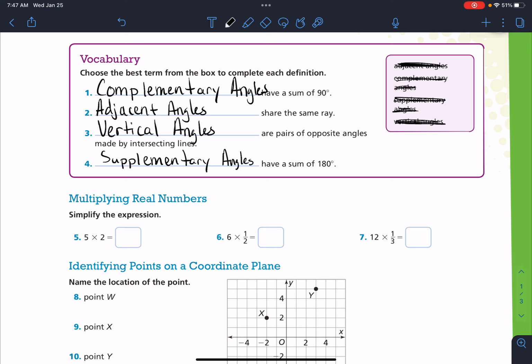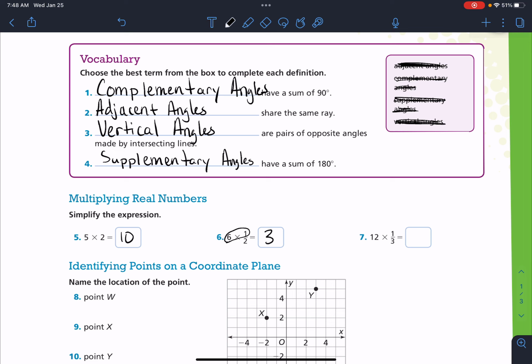All right, and then it says simplify the expression. So here it says multiplying real numbers. So we just got 5 times 2. That one should be relatively straightforward. 5 times 2 is 10. And then we have 6 times a half. You're welcome to use a calculator for this. However, this should be something that you should know how to do. So 6 times a half, all you do is multiply the top number times the whole number. And that's 6 over 2. And 6 over 2 is the same thing as 3.